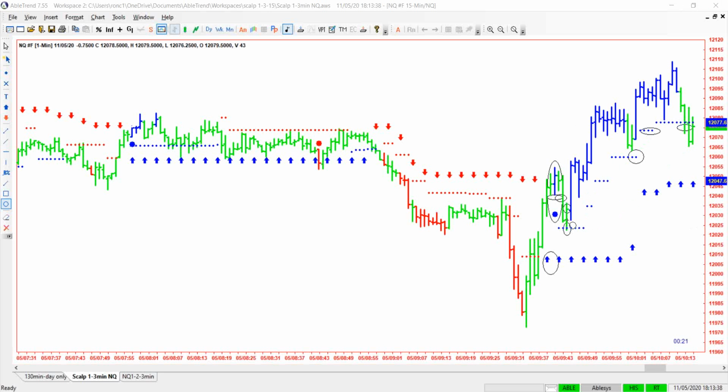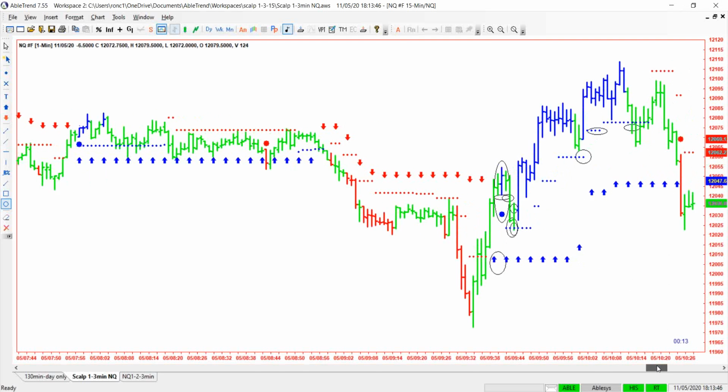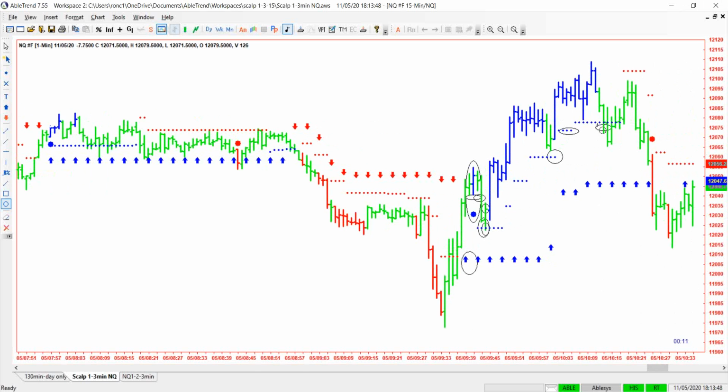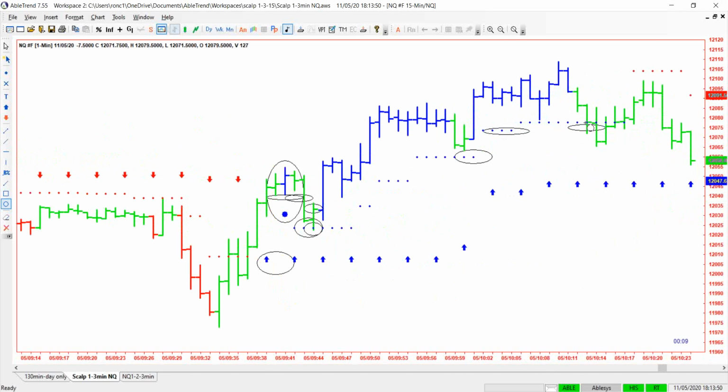But getting back to the scalp trade, there it is. 5 points. Even though it went up 20 points, even though it went up 50 points, I'm just going to count 5 points. Okay, that's it. Next trade.